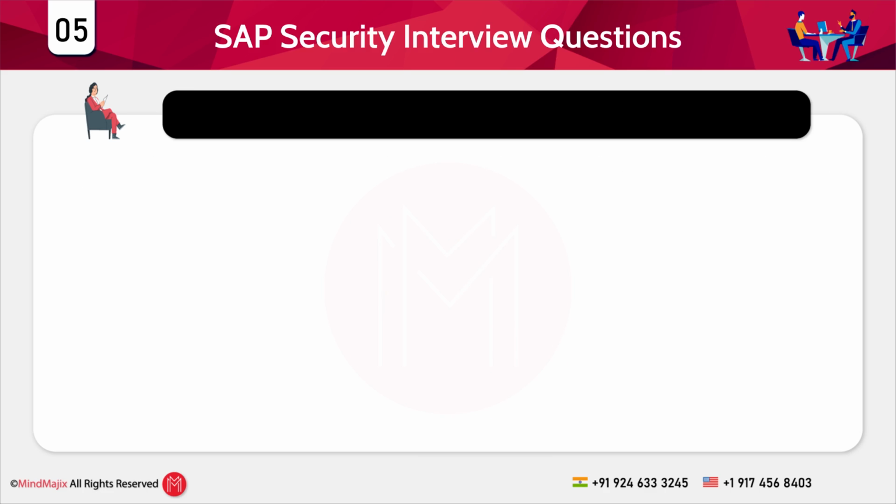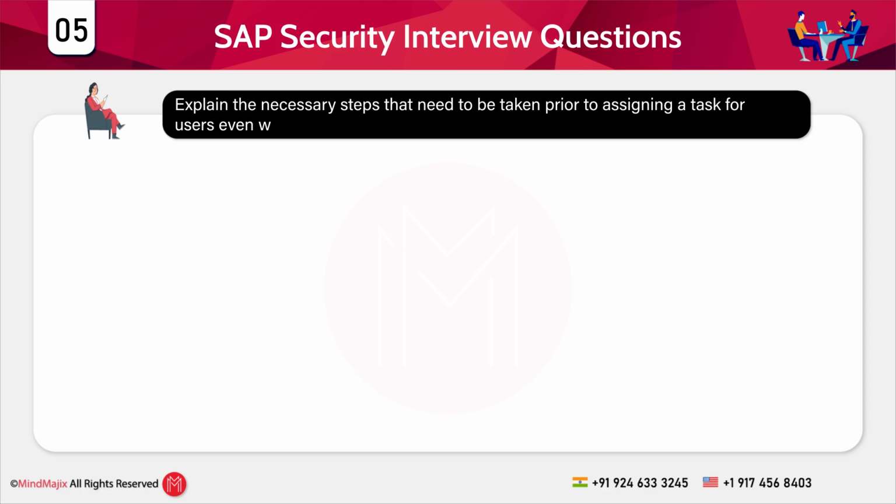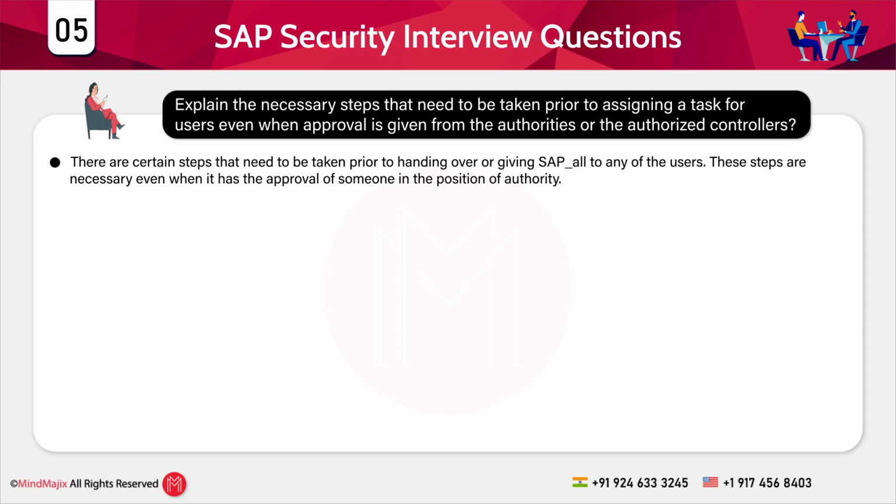The next question is, explain the necessary steps that need to be taken prior to assigning a task for users even when the approval is given from the authorities or the authorized controllers. There are certain steps that need to be taken prior to handing over SAP access to any of the users. So these steps are necessary even when it has the approval of someone in the position of authority. So these prerequisites include, the first is to enable the log of the audit. This can be done using a transaction code SM19. And the second step is to retrieve the log of the audit. This can be done by using a transaction code SM20.